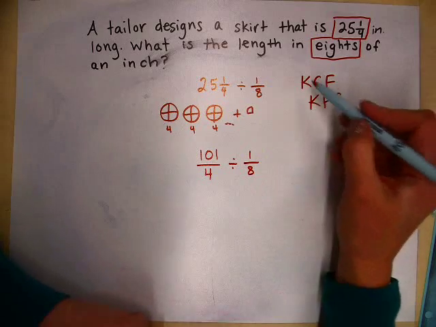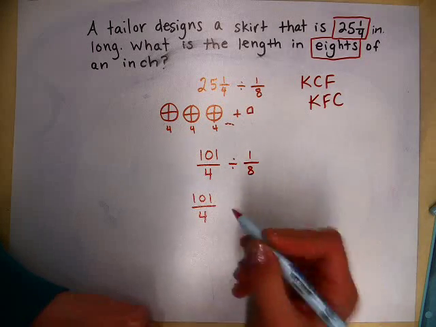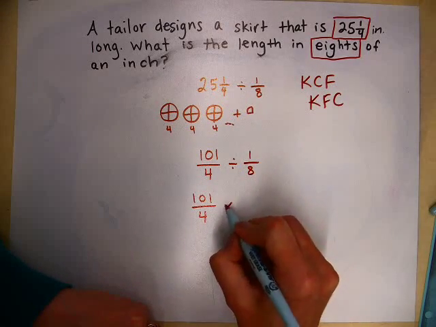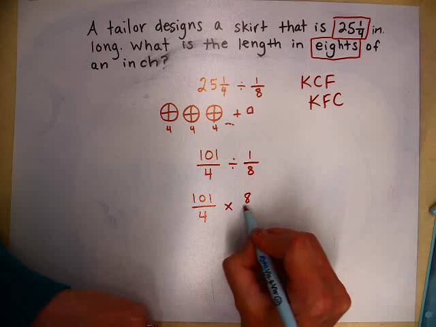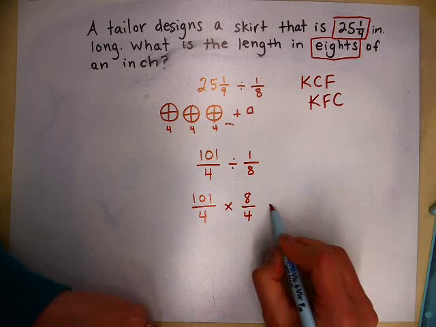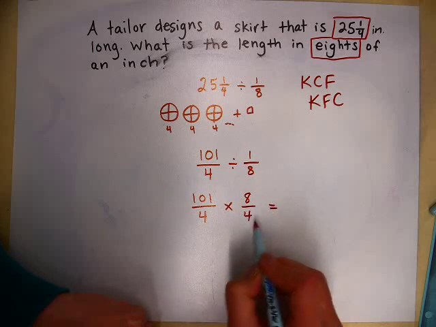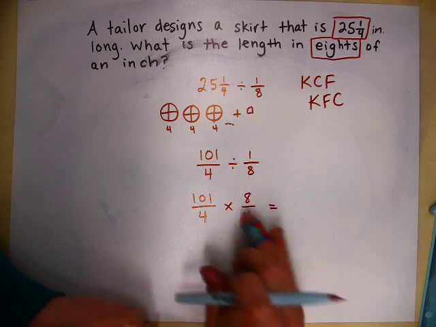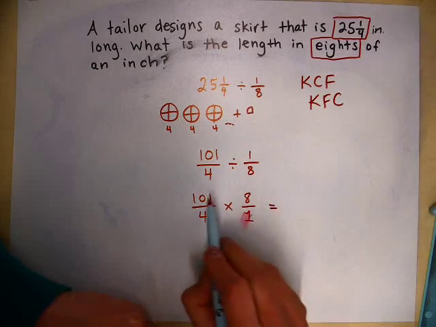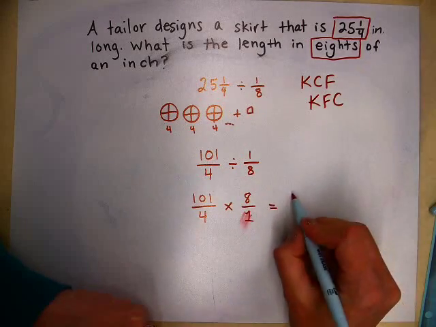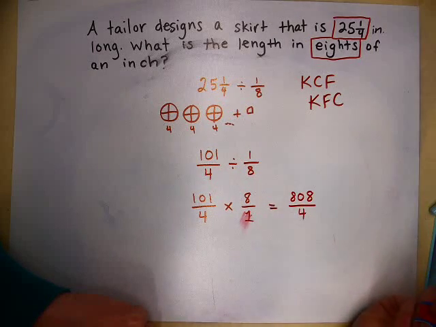And so now we use the keep, change, flip. Keep the first fraction, change the sign to multiplication, and flip this one, so 8/1. I end up with 101 times 8. You just multiply across. Oops, this is supposed to be a 1. I don't know why I put a 4. Anyway, 101 times 8 is 808, and just multiply across, over 1.